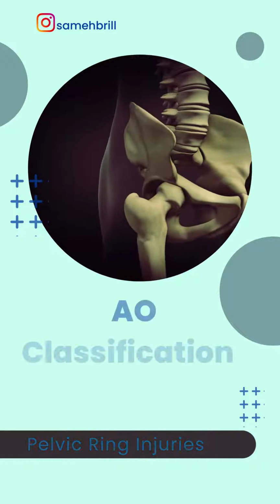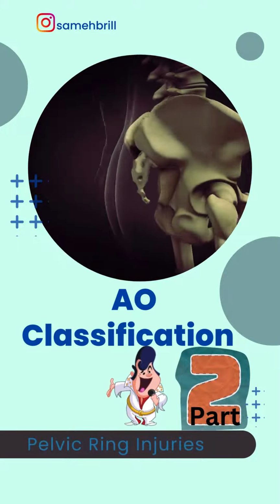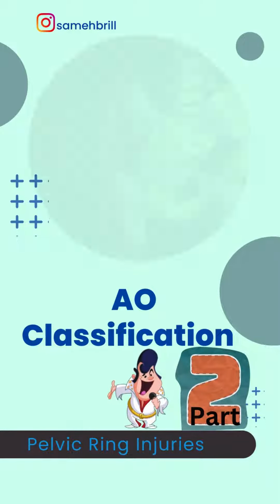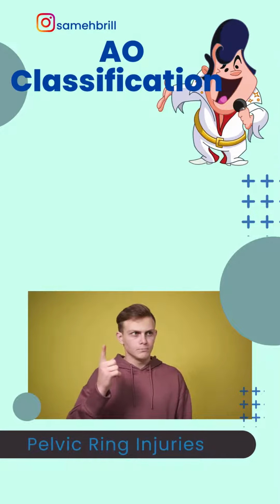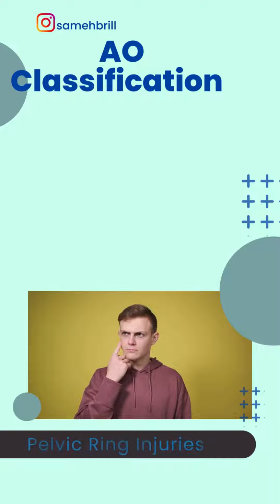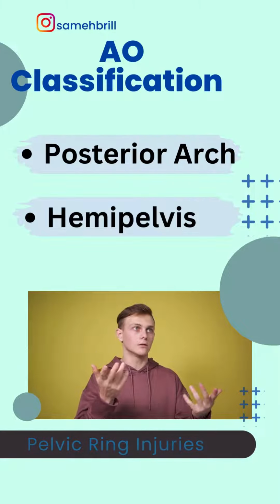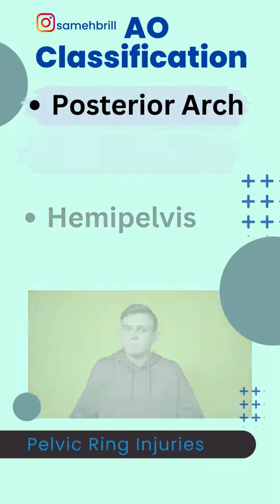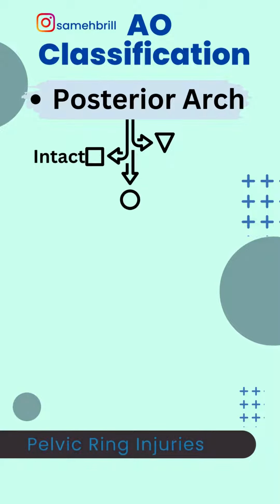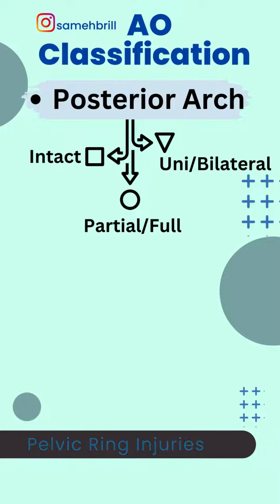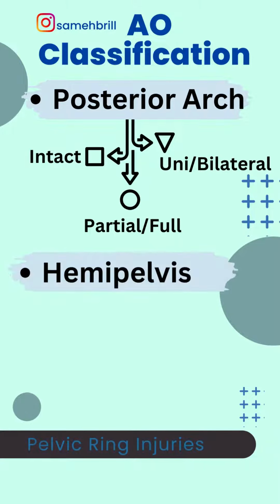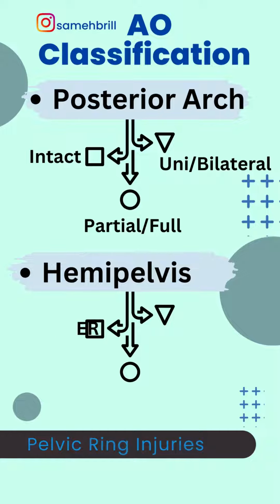Today we'll continue talking about the AO classification of pelvic ring injuries. For proper memorization and usage of this classification, keep in mind 2 points: posterior arch integrity and hemipelvis displacement. Now for posterior arch integrity, it can be intact, partially or fully disrupted, unilateral or bilateral. And for hemipelvis displacement, it can be externally rotated, internally rotated, and vertically displaced.